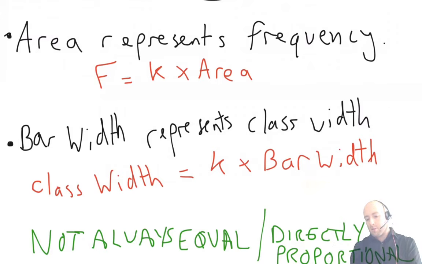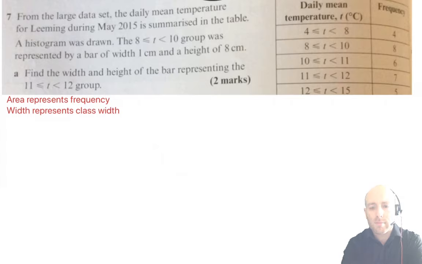Okay, so we're going to put this into practice with this question. From the large data set, we've got some data here for Leeming in May of 2015, summarized in the table. A histogram was drawn. The 8 to 10 group was represented by a bar of width 1 and height 8. Use that information to find the width and height of the bar representing the 11 to 12 group.